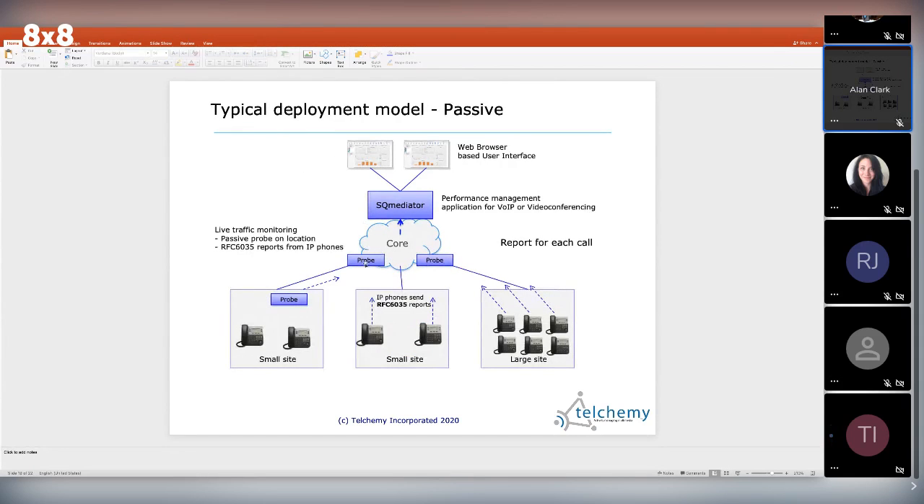A typical passive model is like this. You have the IP phones on sites, which have embedded call quality monitoring, so they're able to send the SIP RFC 6035 reports at the end of a call back up the chain to the management system. Then you could have probes on sites or probes in the core of the network that are monitoring the calls directly, where they can pick up signaling and media information and report that. If a phone on this large site was making a call to a phone on this small site, you'd have a report from one of the IP phones on the large site, reports from one of the phones on the small site, and because it went past a probe, you would also have a probe report from the middle of the network. That gives you visibility from both ends and the middle, so you get a good perspective on what's going on with the call.